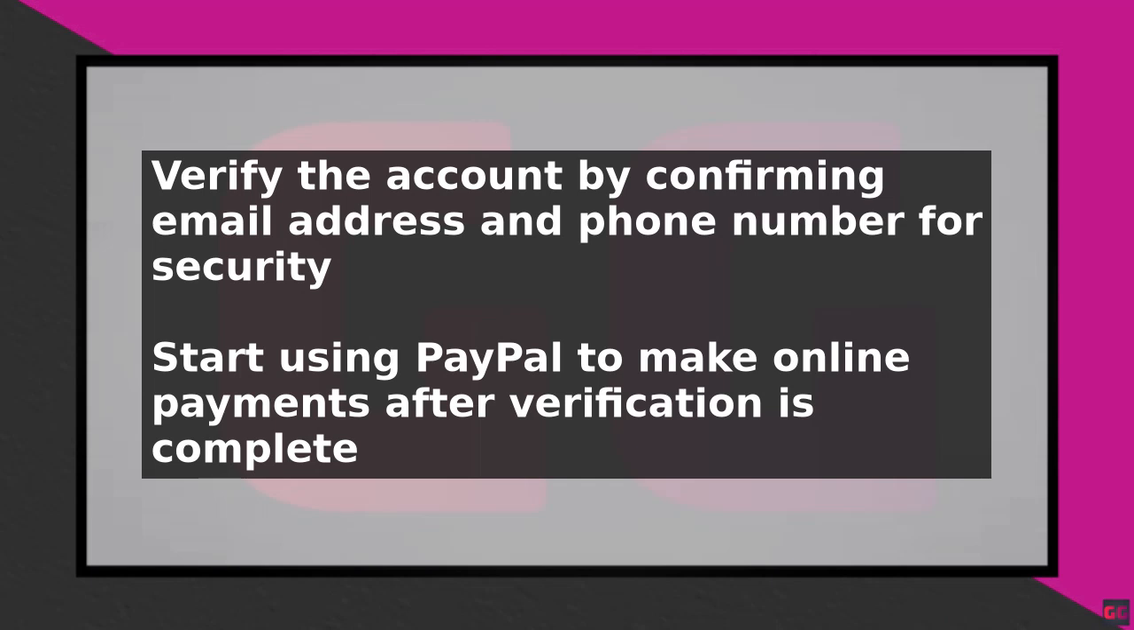To make a payment, simply log into your PayPal account and click on the Send and Request button. Enter the recipient's email address or phone number and the amount you want to send. You can also add a note to the payment if you want to.